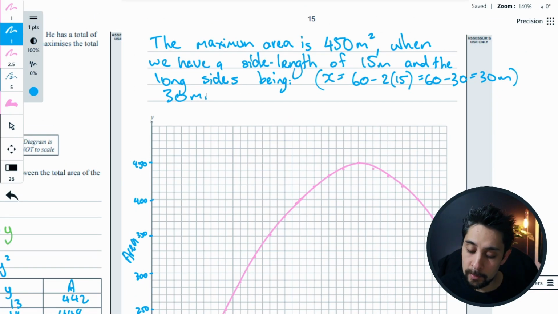So that is the tables, equations, and graphs assessment for 2020. In the next video, we're going to go through and mark all of this to see how well we did.